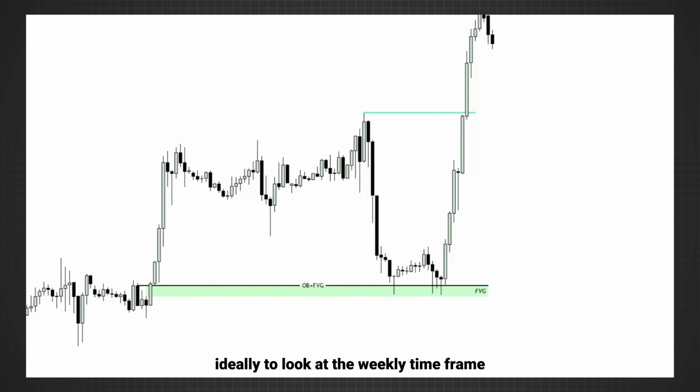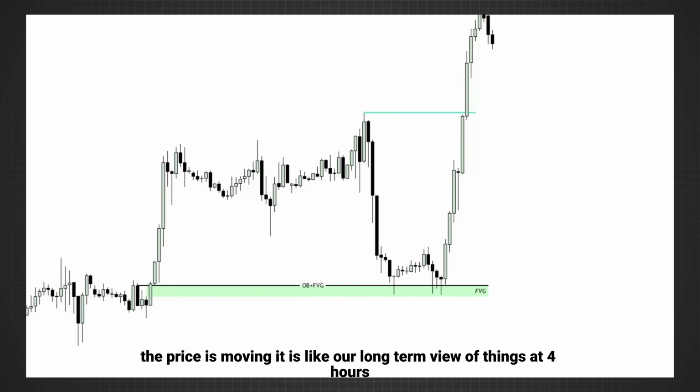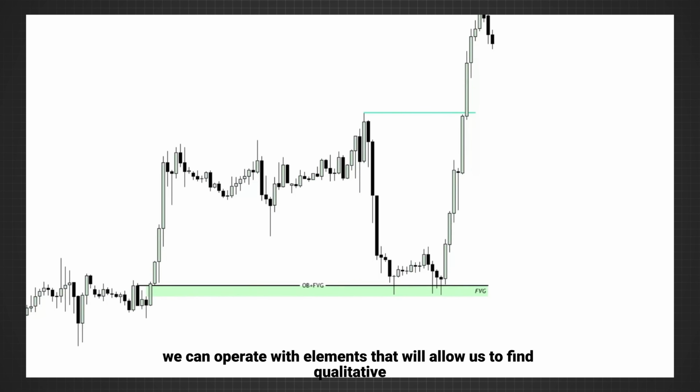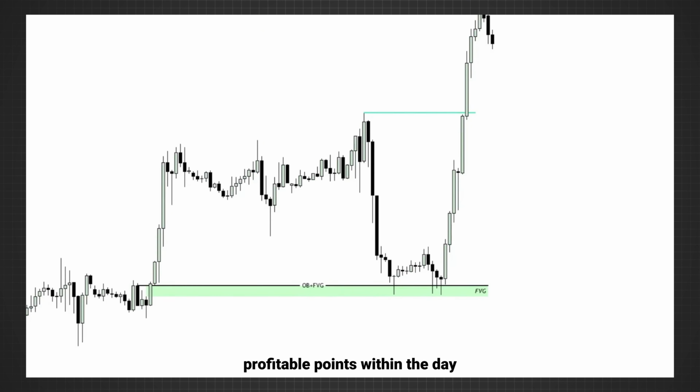Ideally, look at the weekly time frame where the potential development of the weekly candle can be. That is, on the weekly time frame we basically orient ourselves to what larger global points the price is moving. It is like our long-term view of things. At 4 hours and at the hourly time frame, we can operate with elements that will allow us to find qualitative, profitable points within the day. This is what we need.